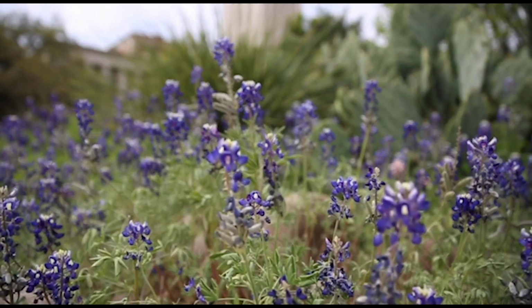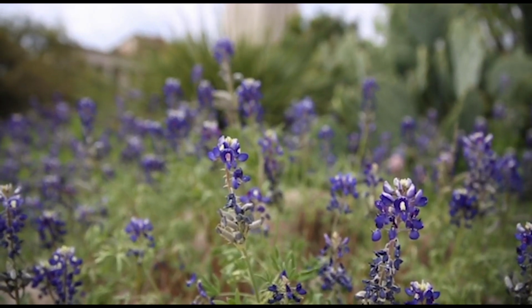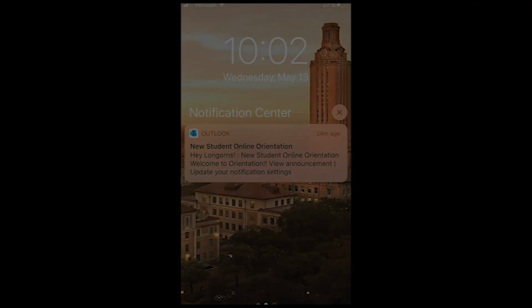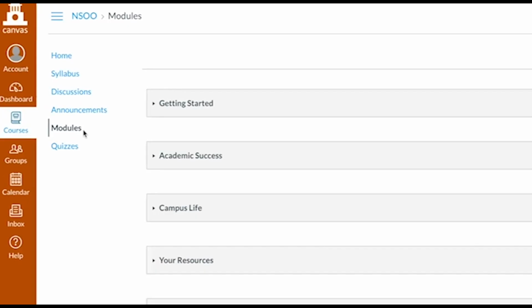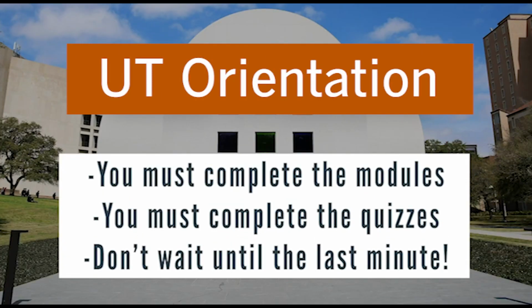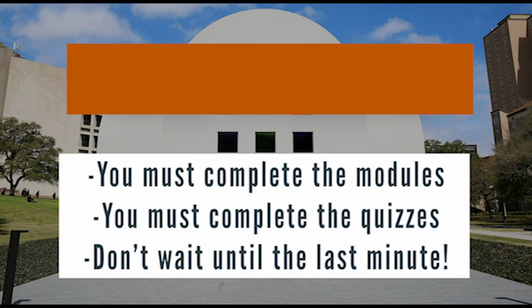Now, let's see what some of your orientation will look like. First, we'll review the Canvas modules. 6 days prior to your virtual orientation experience, you'll gain access to a Canvas course that contains your orientation modules. You must complete the modules and the associated quizzes in order to participate fully in orientation. It may take some time to complete the entire course, so don't wait until the last day.